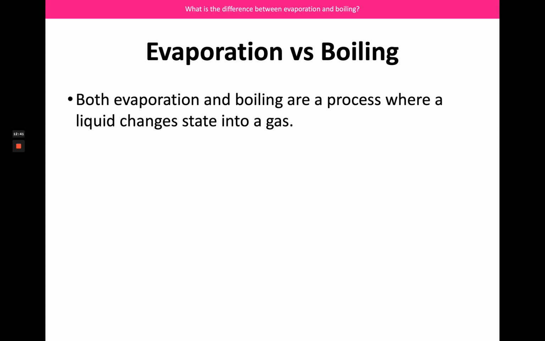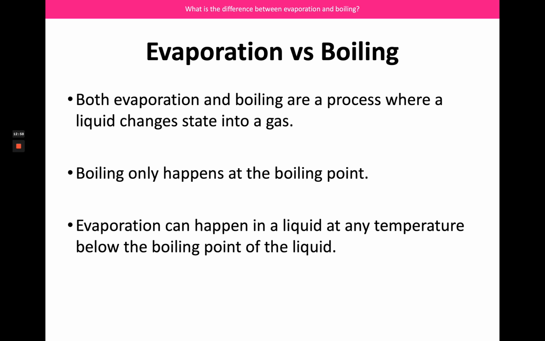So both the terms describe the process in which a liquid changes state into a gas, but boiling only happens at the boiling point, so we can only say that water is boiling when it's at 100 degrees Celsius. But evaporation can happen at any temperature below that boiling point. So water can evaporate below 100 degrees Celsius. The only real difference, I guess, is the time it takes for this to happen. It's much quicker when a substance is boiling. The state change is much quicker.